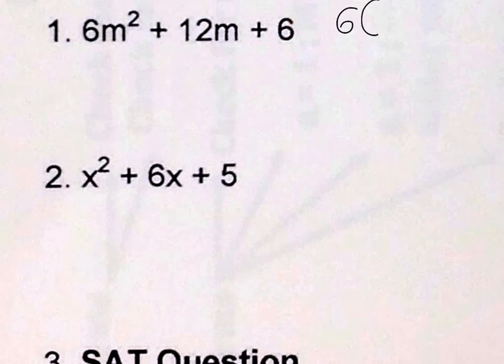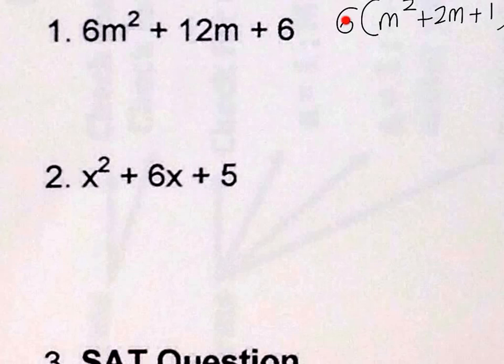Now, if I factor out a 6 out of 6m to the power 2, I will be left with m to the power 2. If I factor out 6 out of 12m, I will get 2m, because 6 times 2 is 12. If I factor a 6 out of the 6, a 1 will be left. Don't forget that. It's because 6 times 1 is a 6. It's not a 0 over here or nothing. This number cannot disappear. If we have 3 terms, I should have 3 terms inside the parentheses.